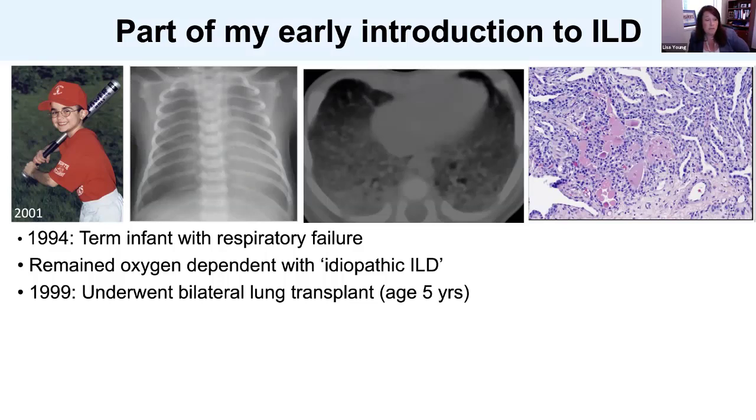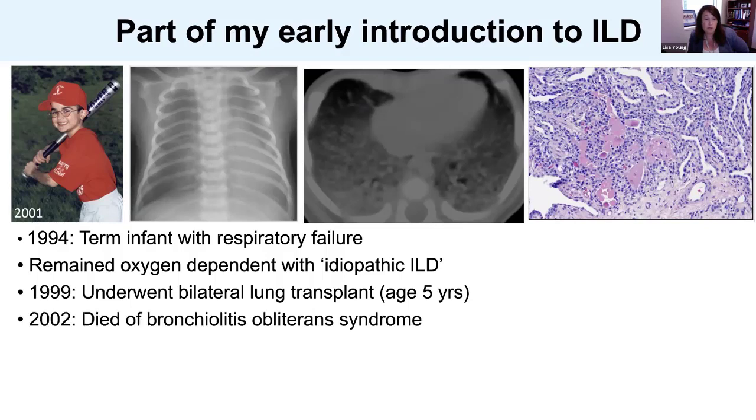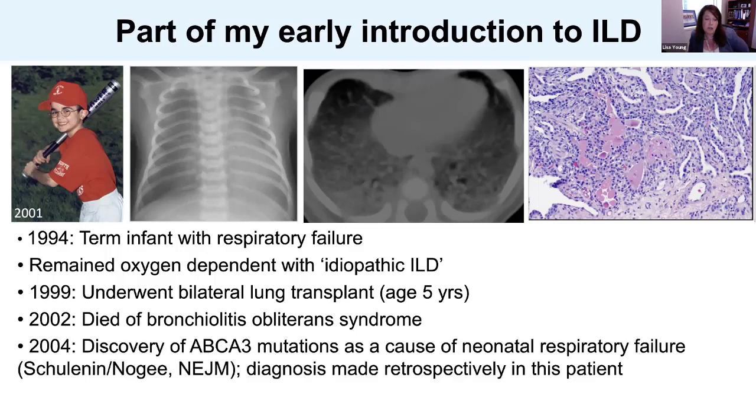And so I met him about the time he looked pretty similar to what you see in this picture and really had some good quality of life playing baseball. Unfortunately, during the course of that first year, he developed chronic rejection or bronchiolitis obliterans syndrome and died at the end of my first year of fellowship. We didn't know why he had ILD at the time. We tried to review the case. We looked at others for comparison, and it wasn't until a couple years later when Larry Nogi and colleagues at Hopkins discovered ABCA3 mutations as a cause of neonatal respiratory failure that we went back to his case and were able to make the diagnosis retrospectively in this patient.